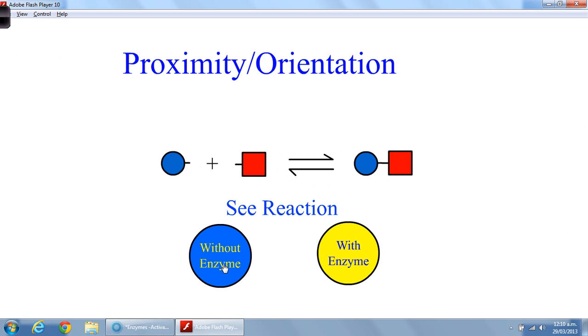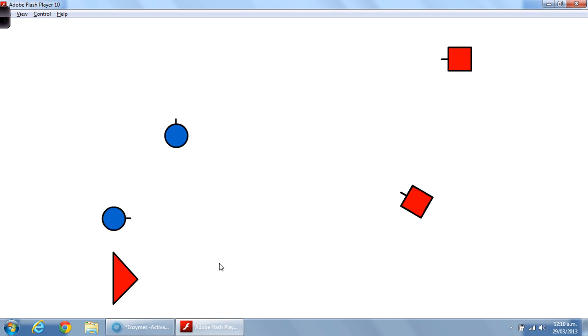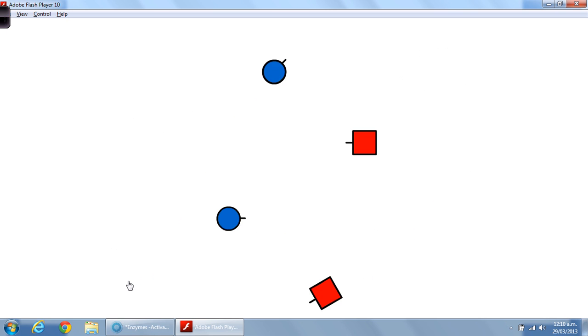Well, we've got here a reaction without an enzyme. So here we've got two reactants. The blue substance here is one of our reactants, and the red substance is another reactant.